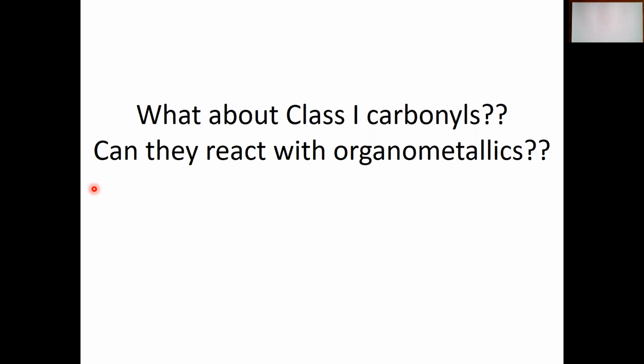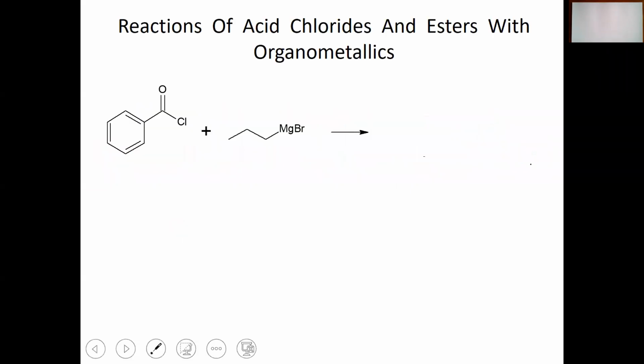All right, so what about class 1 carbonyls, carboxylic acid derivatives? Can they react with organometallics, Grignards, and organolithiums? Absolutely. So here's our first one, an acid chloride reacting with a Grignard. Let's draw this mechanism together.